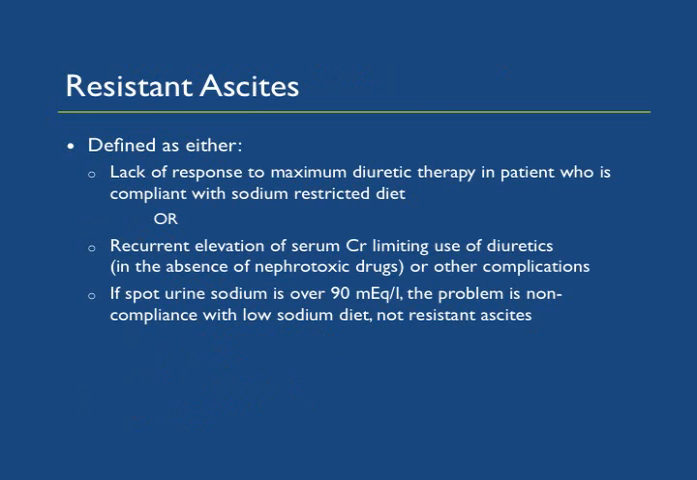Resistant ascites is a problem we all have to deal with sooner or later. This is defined as either a lack of response to maximum diuretic therapy in a patient who's compliant with a salt-restricted diet, or recurrent elevation of serum creatinine limiting use of diuretics in the absence of nephrotoxic drugs or other complications. If the spot urine sodium is over 90 milliequivalents per liter, the problem is non-compliance with a low-salt diet, not resistant ascites. In truly resistant ascites, the urine sodiums will be quite low due to intense sodium retention.